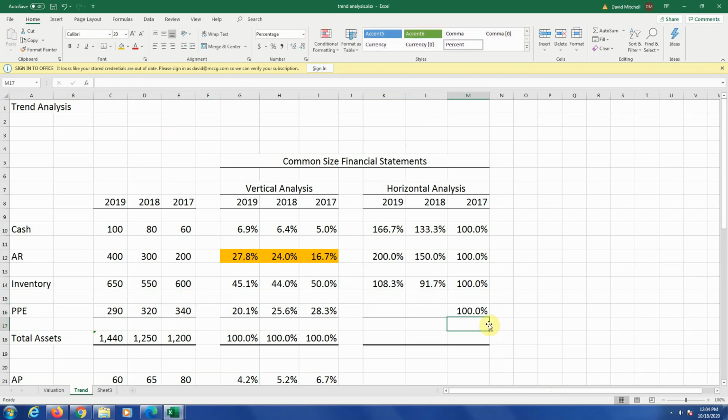In our property, plant, and equipment, fixed assets are going down each year, so we see that. And then our total, we're going to do the same thing. We're going to put it in our total assets in terms of the total assets in 2017, and see what the trend is for our assets. We can see they're growing. So they grew 4% in 18, and then between 17 and 19 they grew 20%.